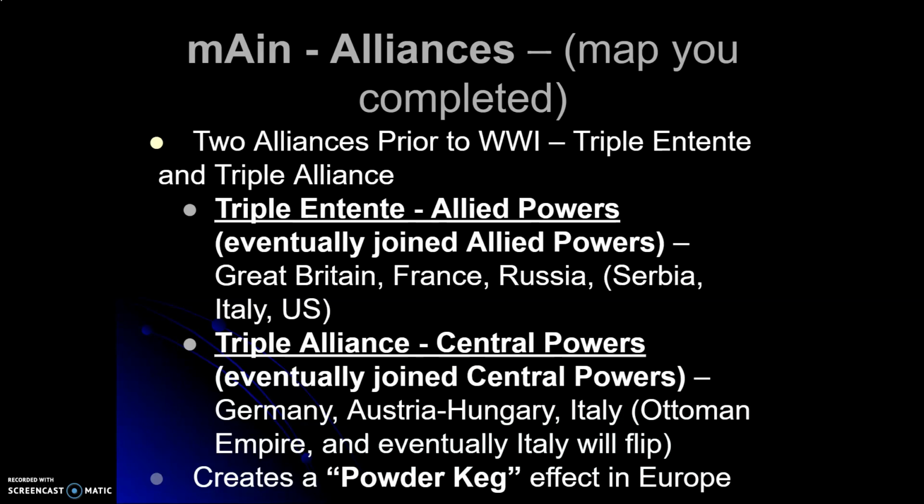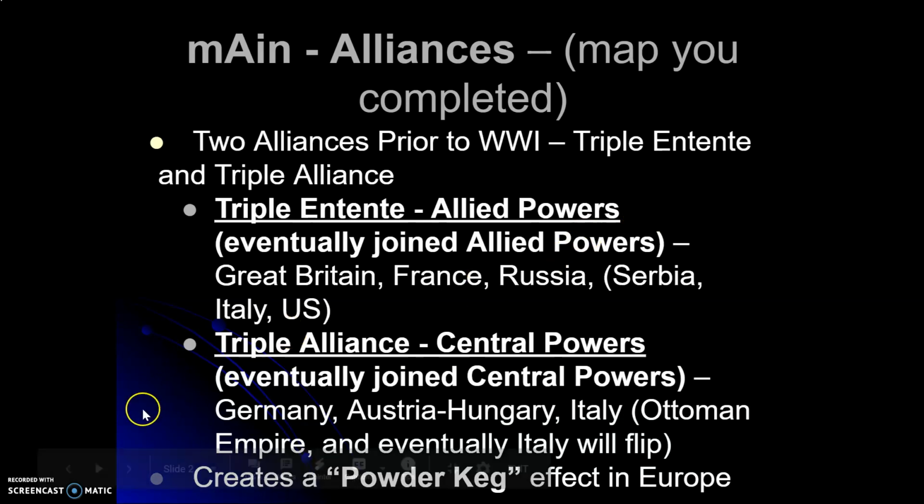The Triple Alliance, whom we'll eventually call the Central Powers, originally started out as Germany, Austria-Hungary, and Italy. Now I know Italy was already mentioned with the Allied powers. Italy originally says they'll back Germany and Austria, but they will flip when the war starts. The Triple Alliance, when the war breaks out and they're called the Central Powers, will also be joined by the Ottoman Empire. The series of alliances creates an increased tension in Europe called the powder keg effect.